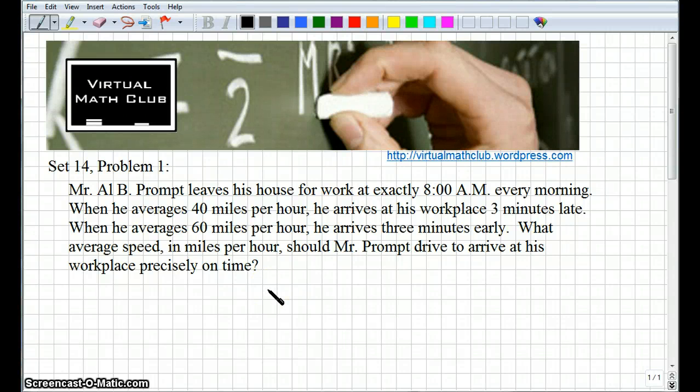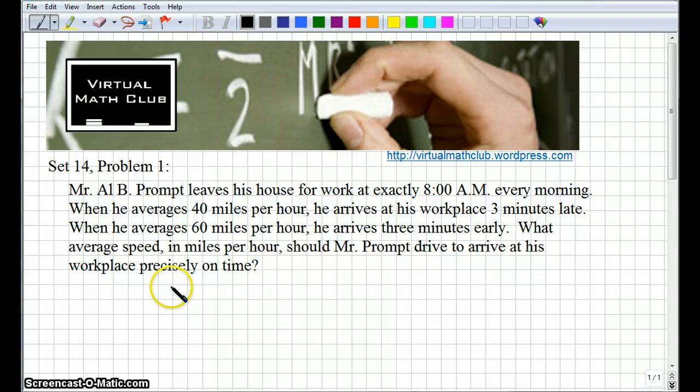All right, Mr. Al B. Prompt leaves his house for work at 8 a.m. every morning. When he averages 40 miles per hour, he arrives at his workplace 3 minutes late. When he averages 60 miles per hour, he arrives 3 minutes early. What average speed in miles per hour should Mr. Prompt drive to arrive at his workplace precisely on time?